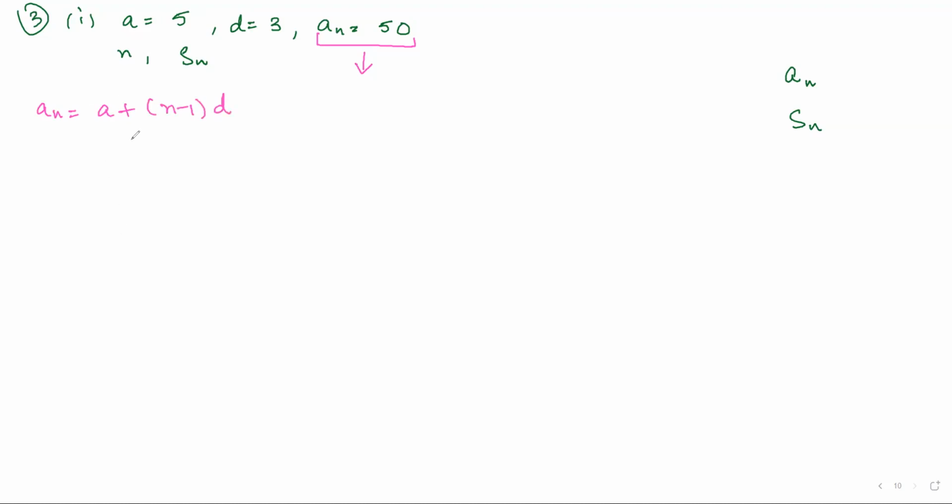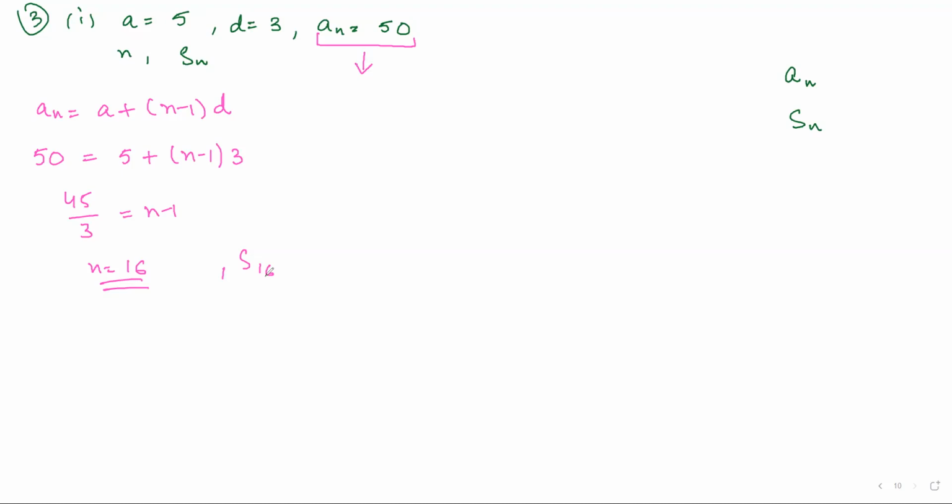Let's see what I have here. An is 50, and a is also given, plus n minus 1, d is also given. You solve it for n. 50 minus 5 is 45, and then divided by 3 is equal to n minus 1. This is 15 plus 1. So n is equal to 16. I've got my n. Then you can find S16 by putting n equal to 16 in the formula. Is that okay?